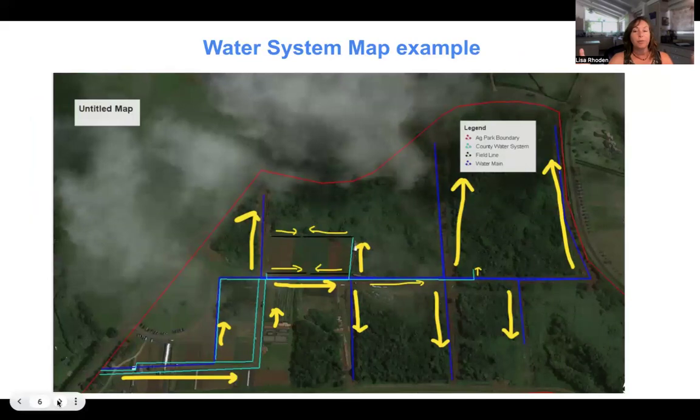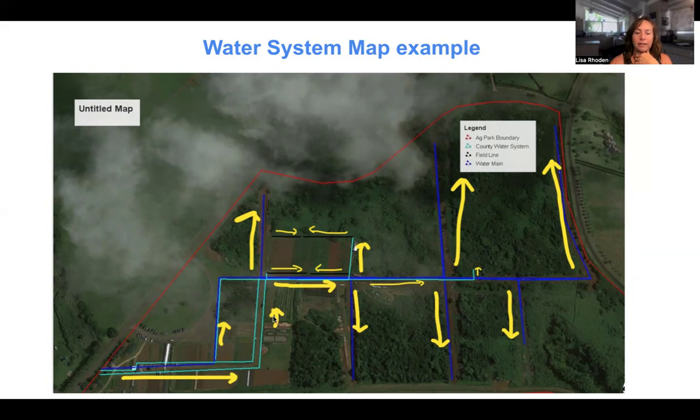And so here's an example. You can just go on Google Maps or Google Earth, pull something off of that, and then draw in. You can see on this one, it's pretty simple. They put a nice little legend up here so you can see this red or orange line is the ag park boundary. Then in this teal turquoise color, we've got the county water system. We've got two field lines, which look like black and blue. So there's the infield line right here, these little black ones. And then this blue line really looks like the sub-main.